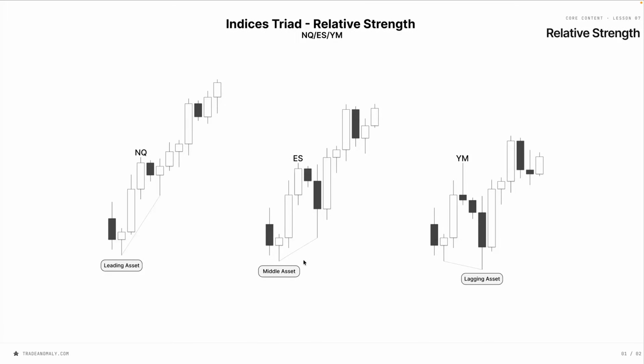If the market's bearish on NQ or whatever, ES is always the middle asset, right? And YM will be the weakest. It'll always be the lagging asset if NQ is the leading asset, right? If YM is the weakest, then what does that mean for NQ? It's the strongest. ES is always in the middle. So that's something that's really, really important to understand.